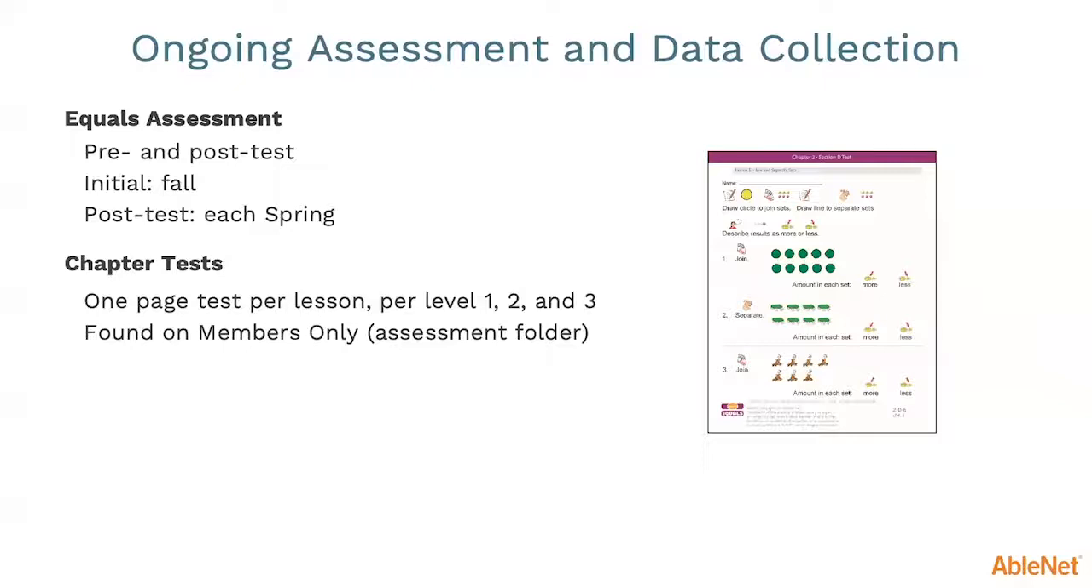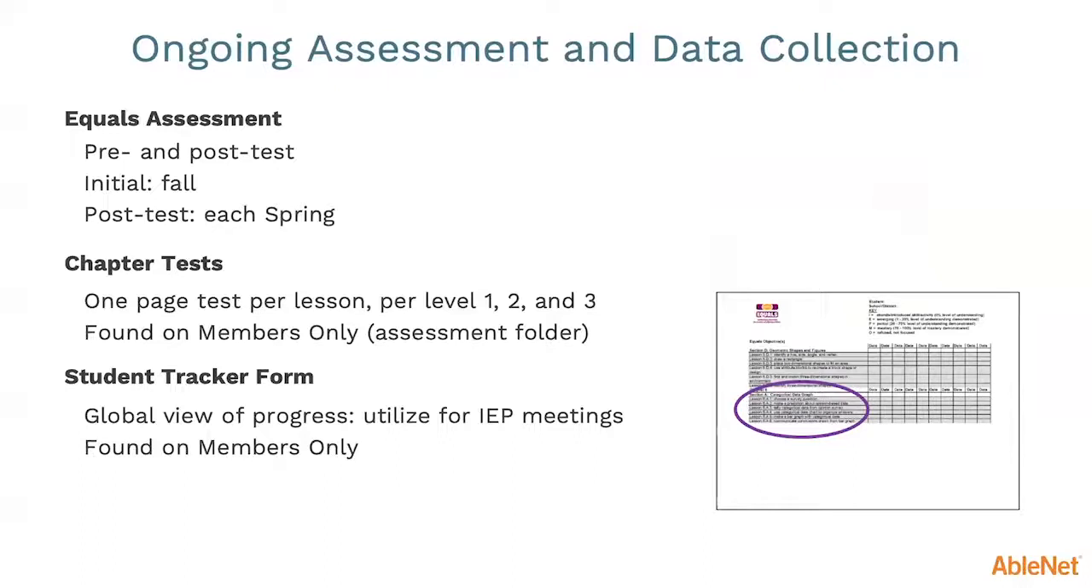Teachers need to take into consideration that students may need different levels of support as they are introduced to the lesson objective. Teachers may also have a student who typically uses level 2 resources. However, they may show growth within that lesson objective and can be presented with a level 3 chapter test. Teachers can also use a student tracker form found within the members-only content. This document is designed for teachers to have a record of the Equals lesson objectives that have been introduced to students, as well as offering a solution for progress monitoring if necessary.